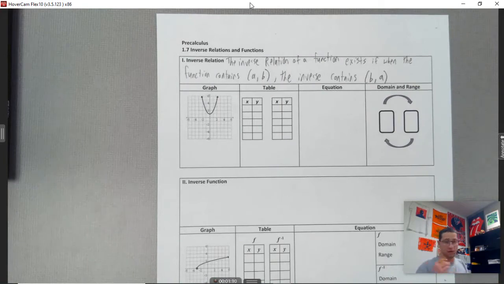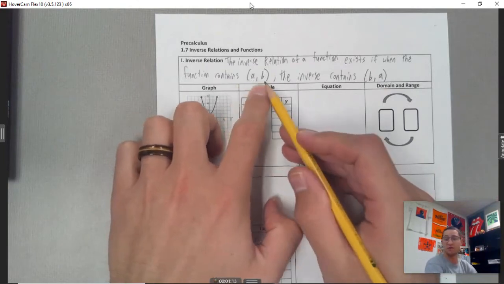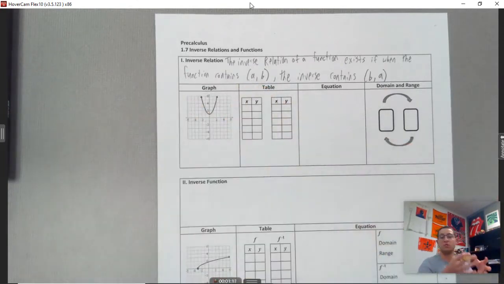Note that these are variables, right? So this is for every a, for every b. There's always the point b comma a for a relation.